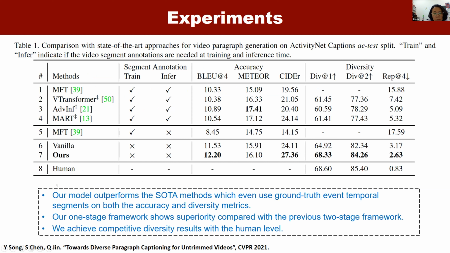Here this table compares our model to some other models. In the first block, these models need the ground truth event segmentation, like provided event detection. However, our model does not require event detection. We can directly generate the caption in one step. Even without a ground truth event proposal, our model still achieves better performance on accuracy and diversity, and also achieves competitive diversity results compared to the human level.